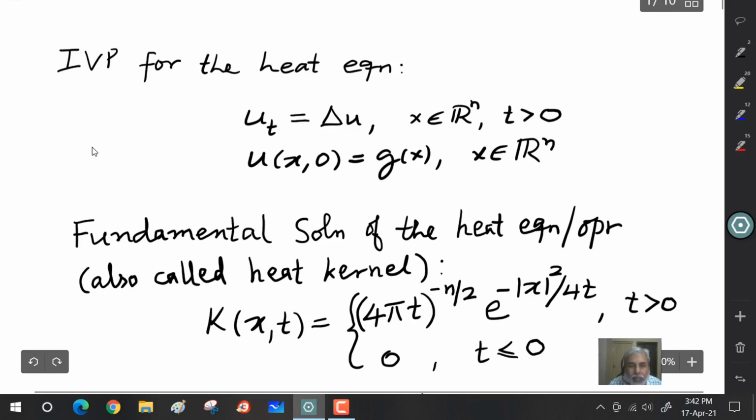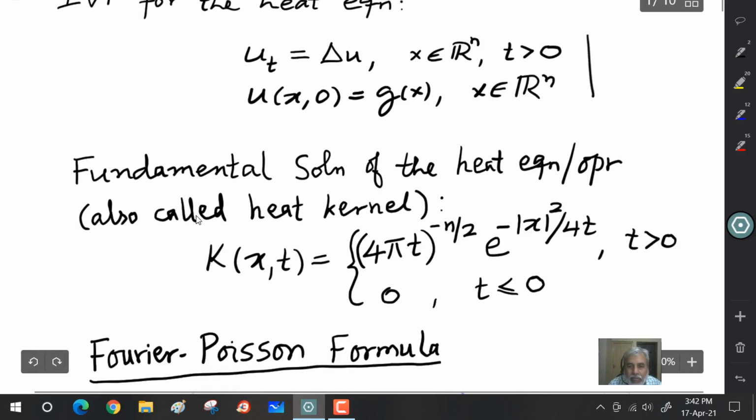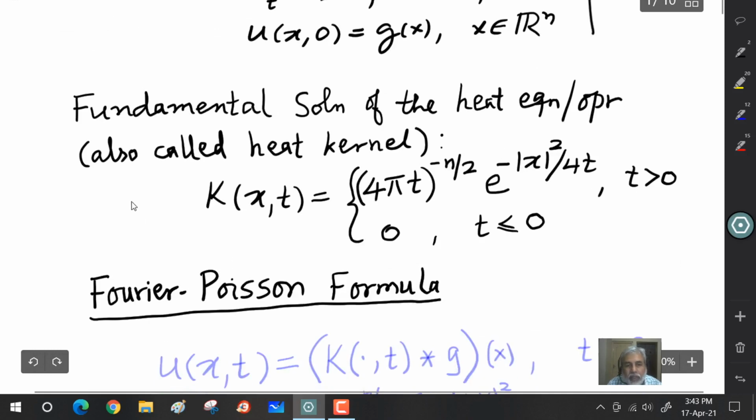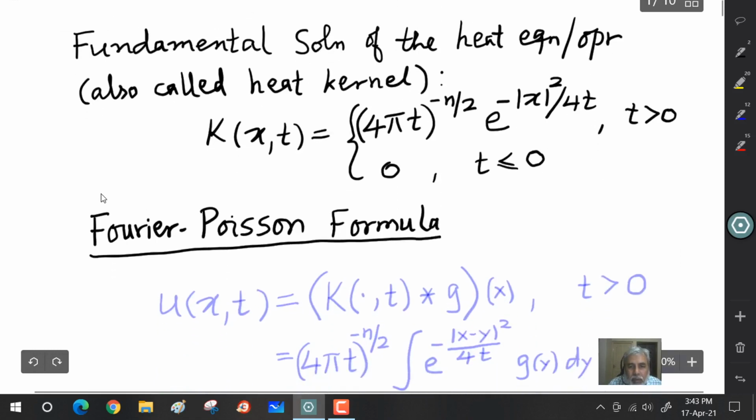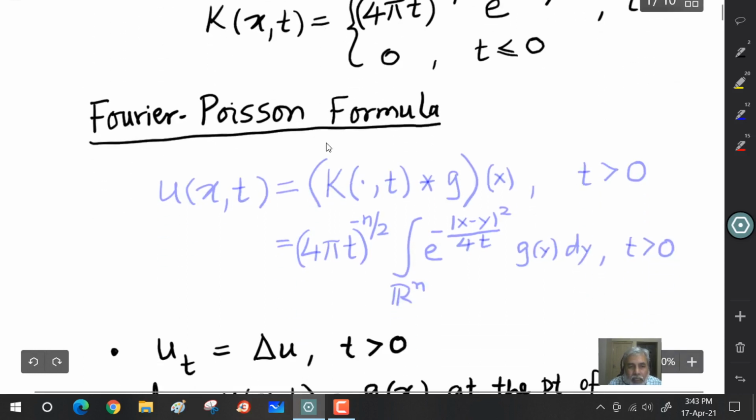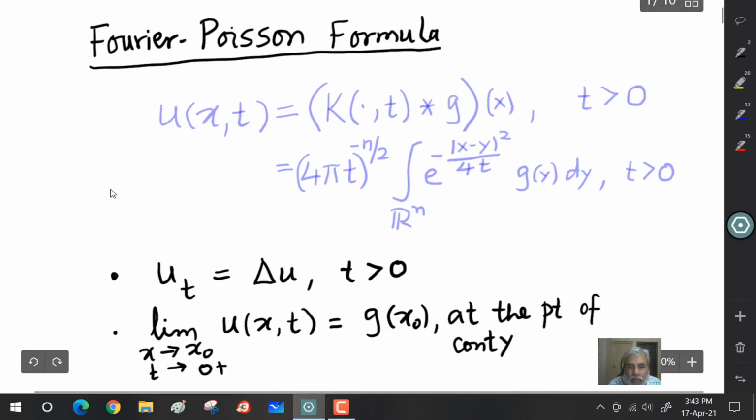So this was the equation we considered, and the fundamental solution of the heat equation or operator, also called the heat kernel, was defined by this expression, and using this fundamental solution, this Fourier-Poisson formula for the solution of the heat equation was derived.